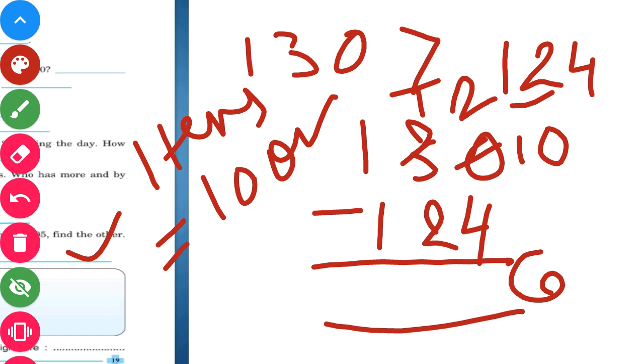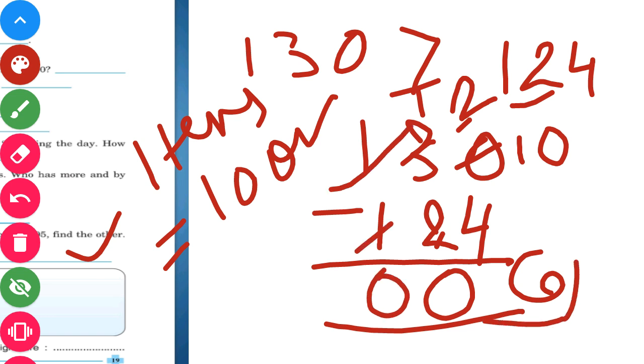Okay. Now at tens place we are having 2. Now 2 minus 2 will be 0. And at hundreds place we are having 1. 1 minus 1 will be 0. So our answer will be 6.